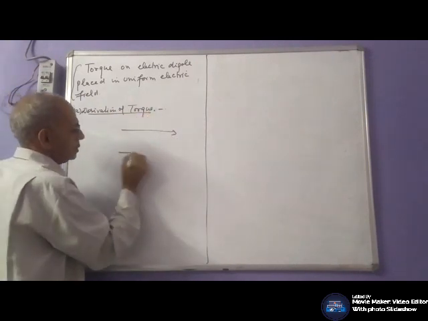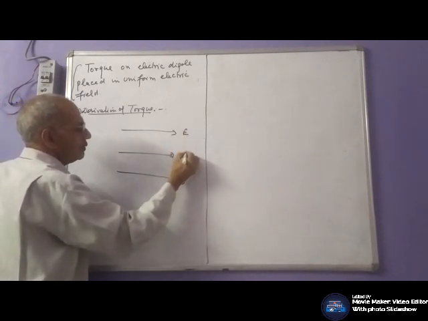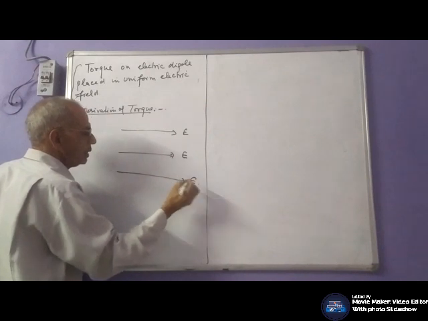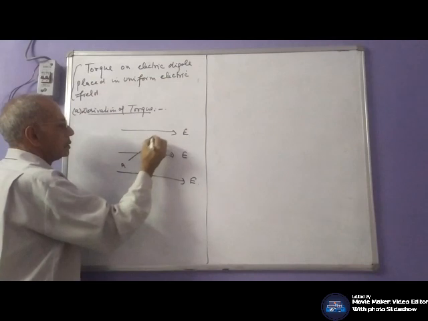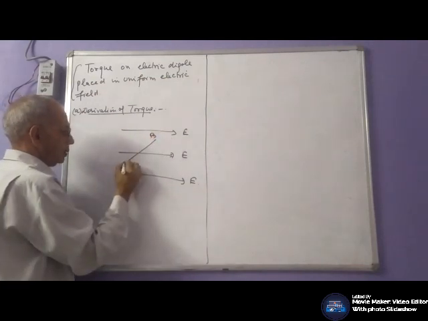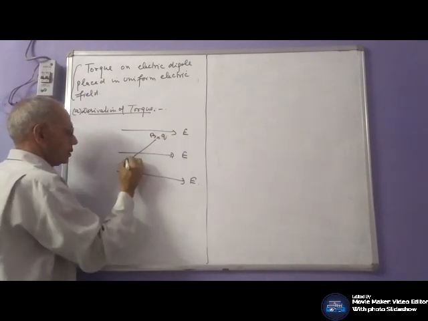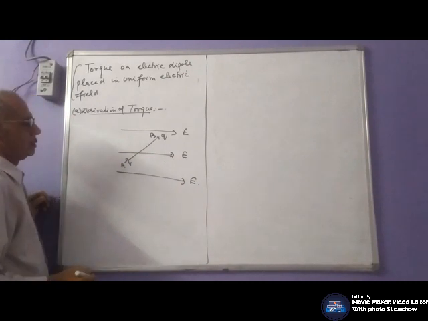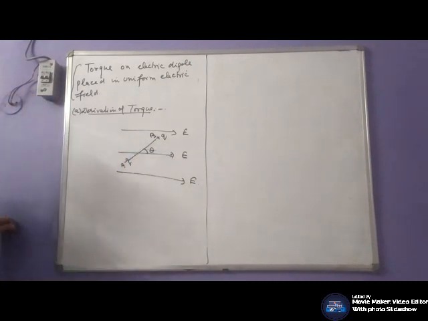This is the symbolic diagram for a uniform electric field. This is the dipole, minus, plus. It is placed like this. Torque on an electric dipole placed in a uniform electric field.